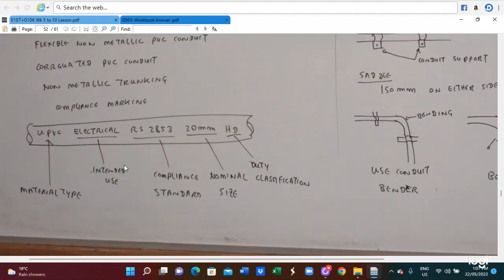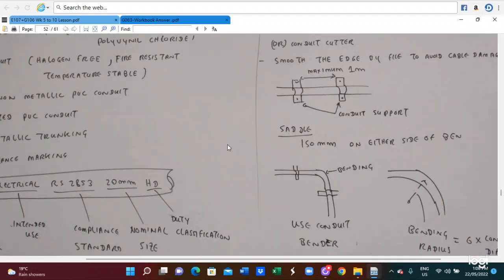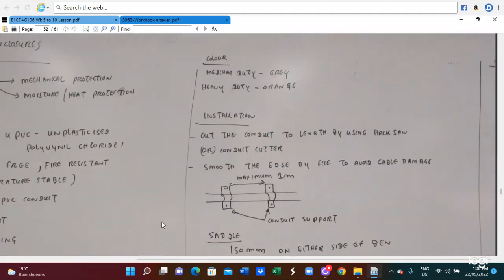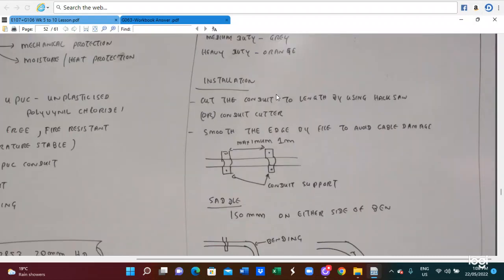So here is the specification. The first one is a UPVC. This is a material type. Electrical means they use RS2, A5S3, this is a compliance standard. 20 millimeter is a nominal size, and the H is the duty classification. This is the kind of conduit specification. The color can be medium duty is gray, heavy duty is orange.